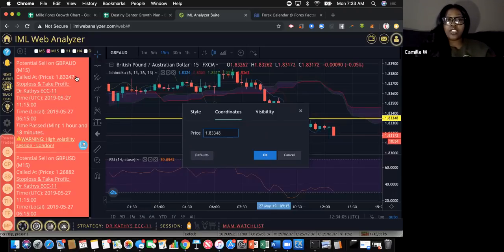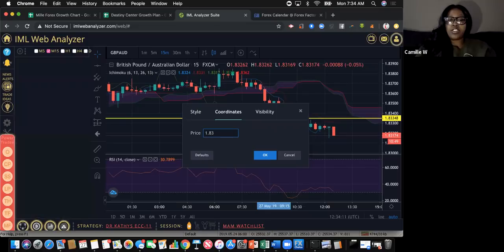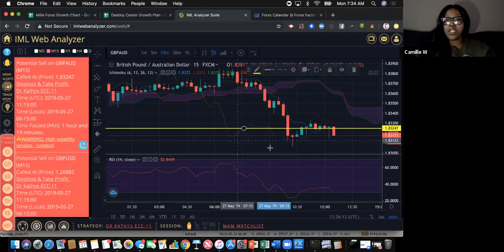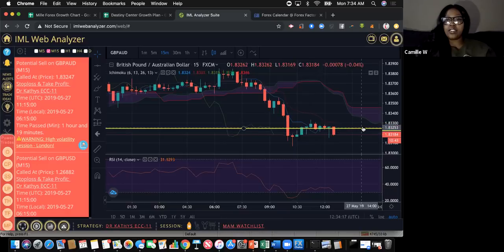So if you look over here, you see it's 1.83247. So I'm going to change that to 3247 and hit enter. So now it has the line where it was called at. And so you can see where the market is in conjunction. Now this trade was called an hour and 19 minutes ago. So we're on the 15-minute chart. So that's roughly 6 candles ago, because we're in the midst of a candle.